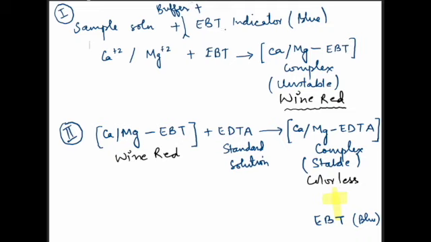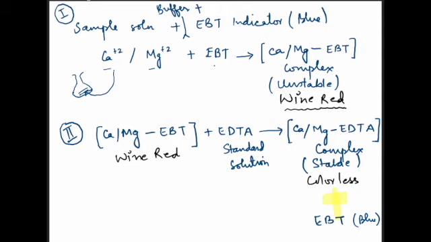And then we add EBT indicator, which is actually originally blue in color. Now remember, you are going to determine the hardness of the sample solution. So definitely the calcium and magnesium ions are present in my sample solution. I have added buffer to this solution because I want to maintain the pH of this particular solution in the pH range of 8 to 10. Why? Because my indicator which I am going to use next is actually pH sensitive.